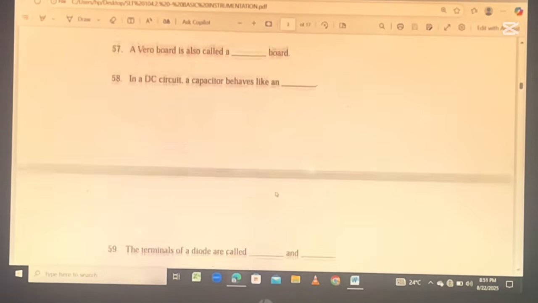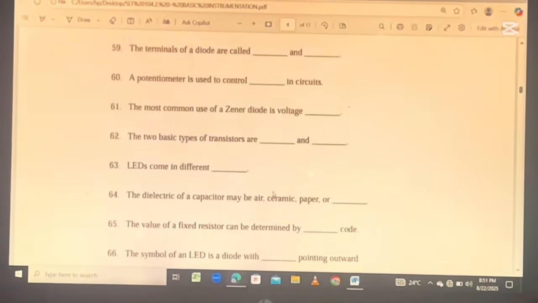The next one, the terminals of a diode are called dash and dash. Terminals of a diode are called anode and cathode. Number 60, a potentiometer is used to control dash circuits. It's used to control resistance in circuits. All right. The most common use of a Zener diode is, we have seen questions like this, voltage regulation. Remember, I also told you there is voltage stabilization.